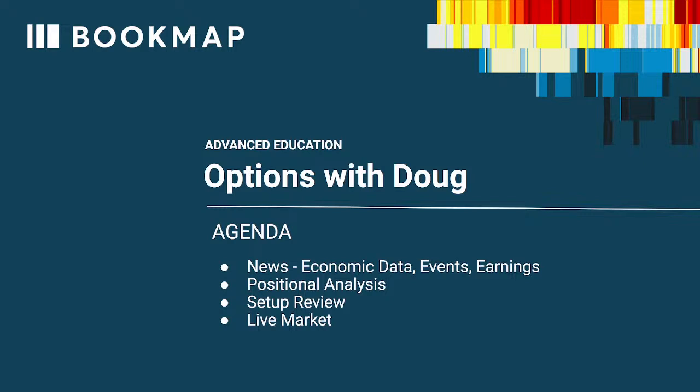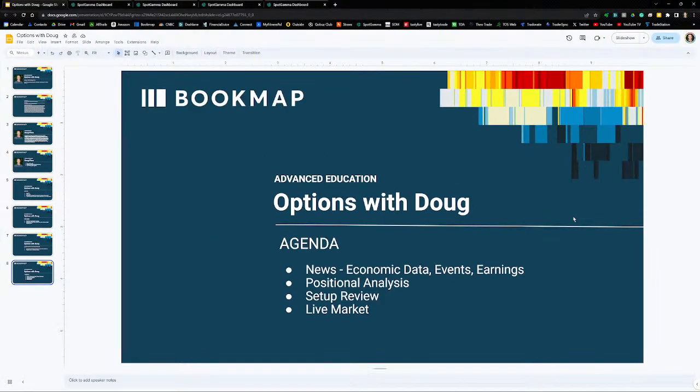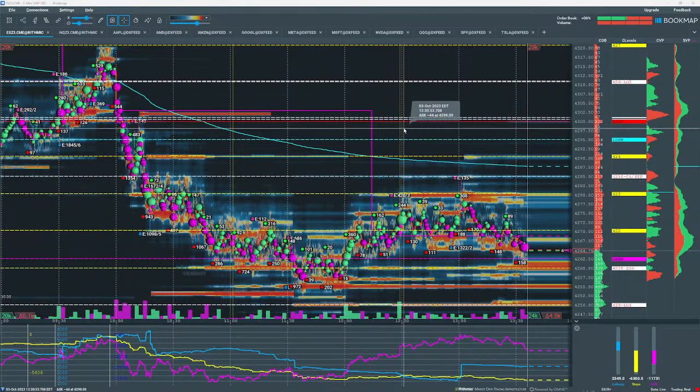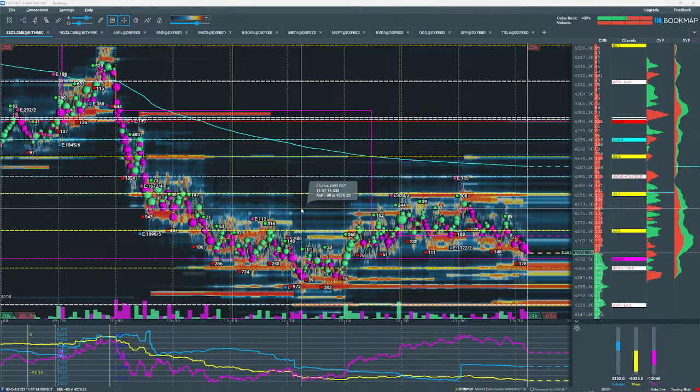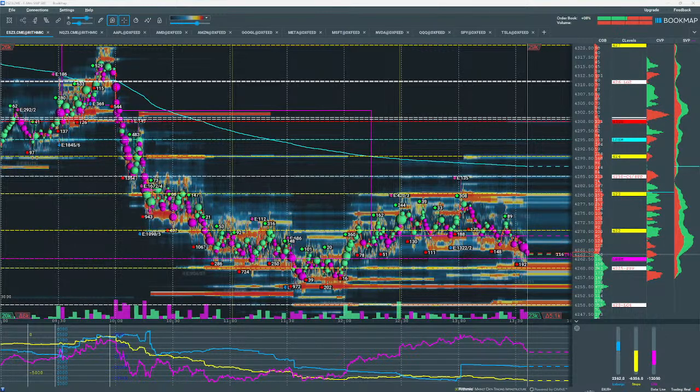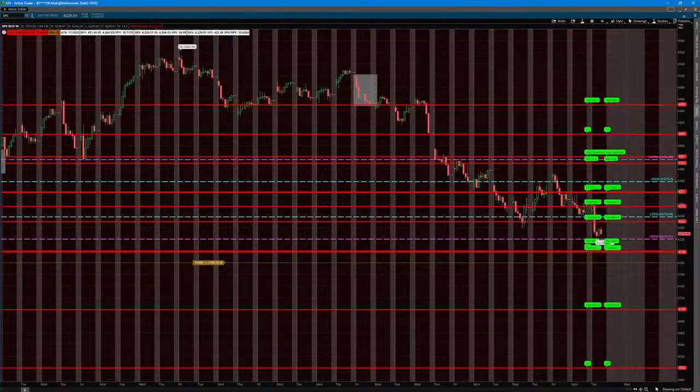All right, let's get started with positional analysis. I'm going to start with the S&P 500. This is the ES futures in Bookmap. Before I take a closer look at this chart, I'm going to take a look at a larger time frame. I'm going to go to SPX. This is a 30-day, 1-hour chart for SPX showing price and key levels.